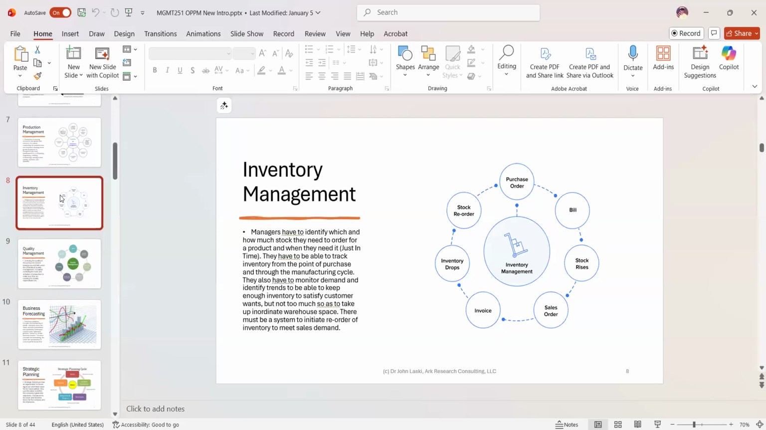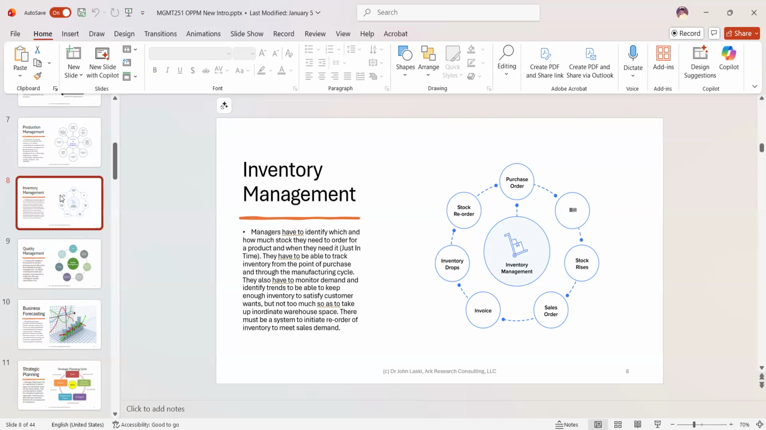Inventory management. Well, managers have to identify which and how much stock they need to order for a product or service, and when they need it. And typically we try to apply that idea of just-in-time delivery because there's great expense in storing things, the idea of carrying large inventories. There's insurance costs, there's the out-of-pocket cost to purchase that material, and so forth. There's shrinkage, theft, and so forth. So we try to mitigate some of that using the process of just-in-time delivery.